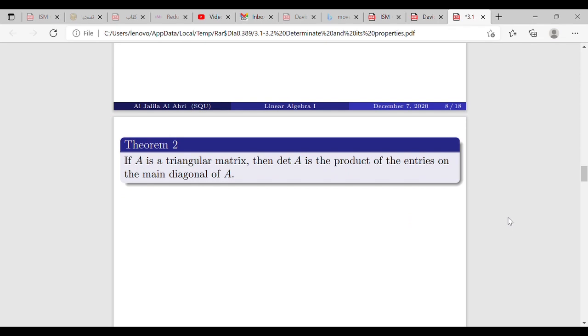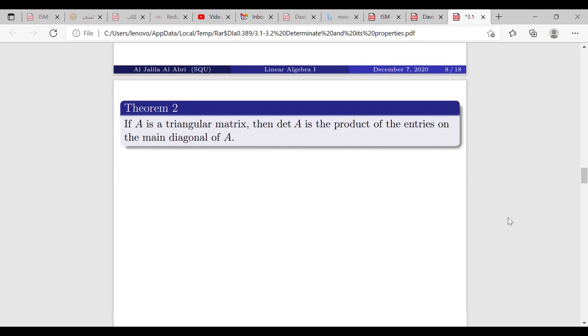Theorem 2: If A is a triangular matrix, then the determinant of A is the product of the entries on the main diagonal of A.